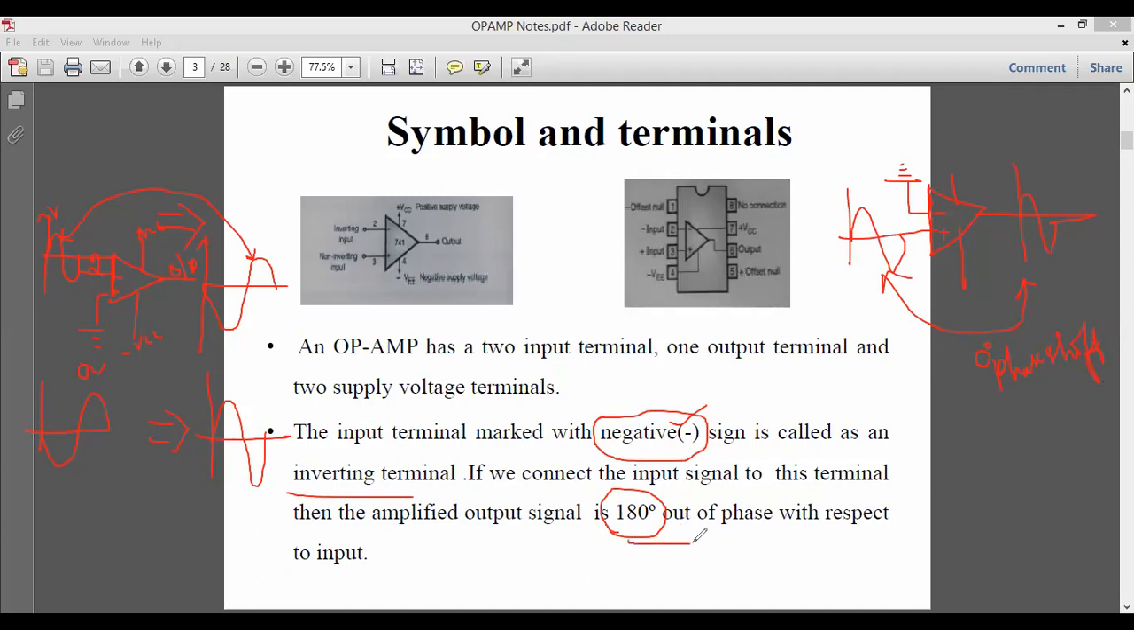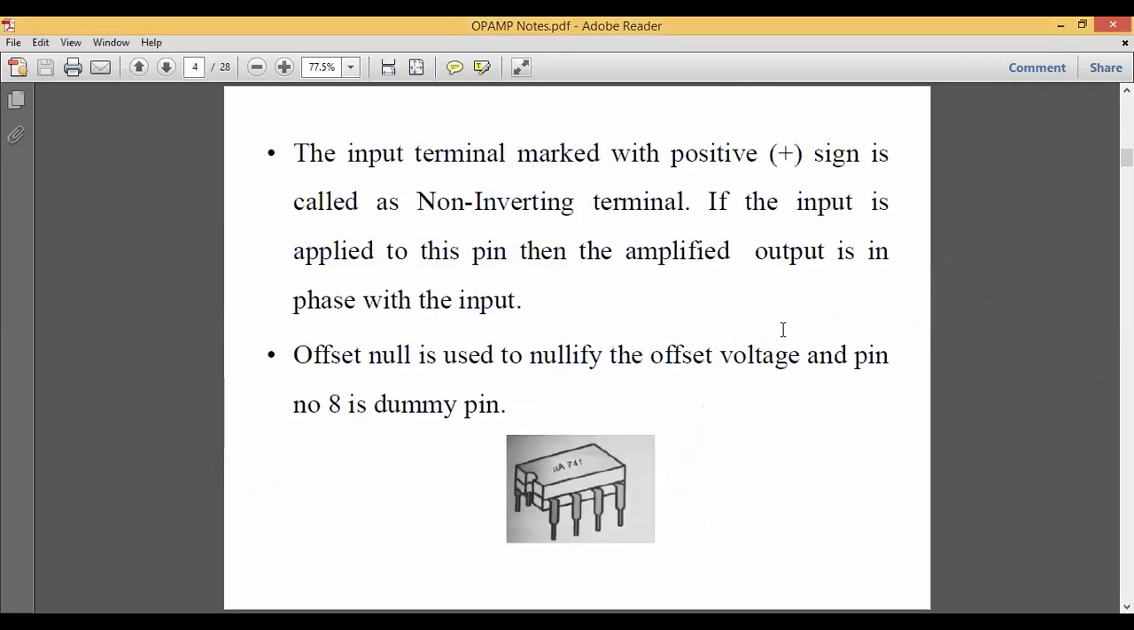So it is 180-degree phase shift if it is the inverting terminal. It is 0-degree phase shift if it is the non-inverting input terminal. So based on these basic concepts and the methodology of operation with respect to pin number 2 and pin number 3, the operational amplifier is designed for different types of applications. Now let us see how this can be done further. Here again it is written that positive represents the non-inverting input terminal with 0-degree phase shift.